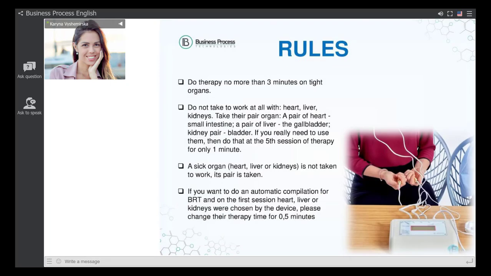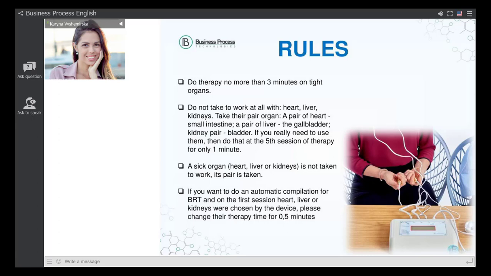Okay, let's talk about other general rules of the bioresonance contact therapy. We need to do the therapy no more than 3 minutes on the tight organs. So we have 2 types of organs. It's very difficult for me to explain since I'm not a doctor, but I will try to explain it so easily that even I could understand it.